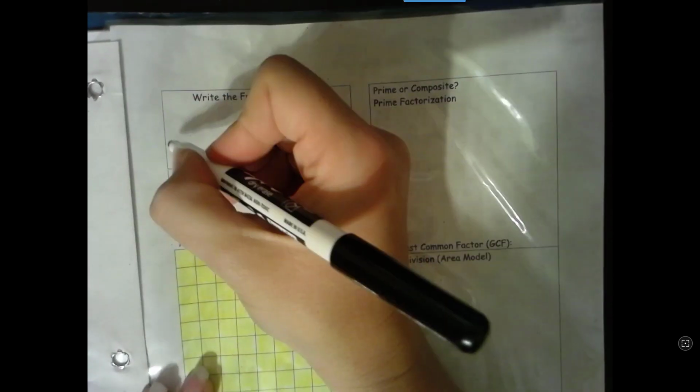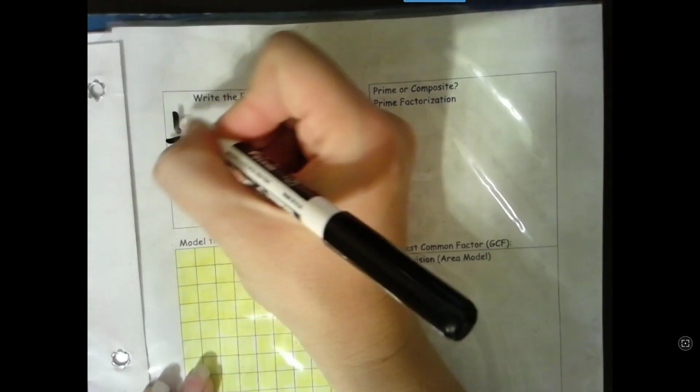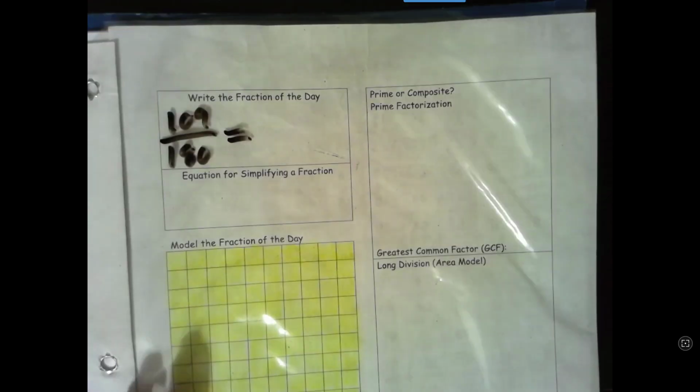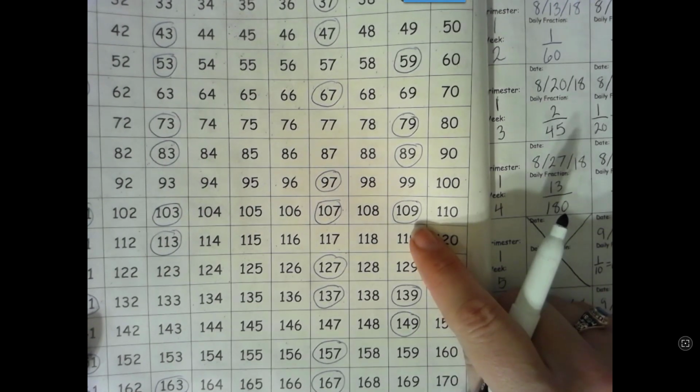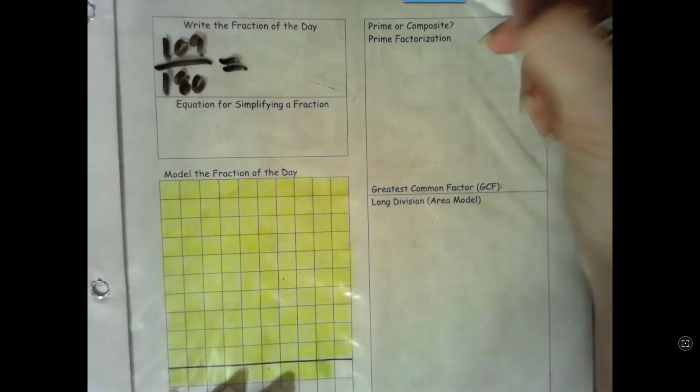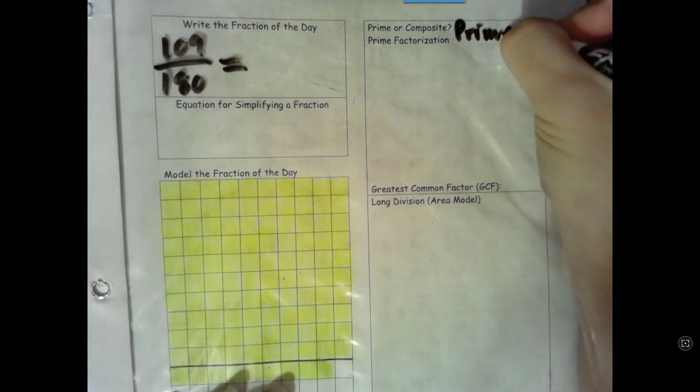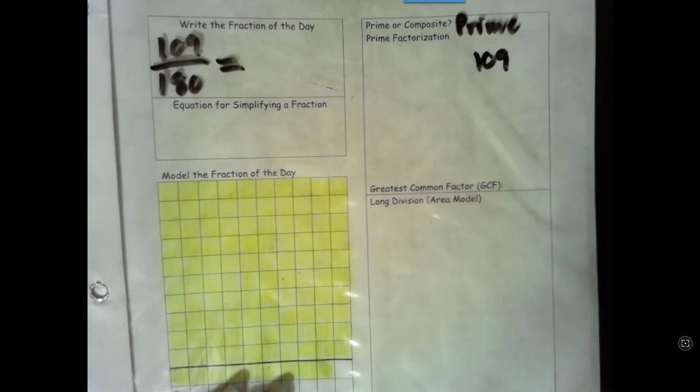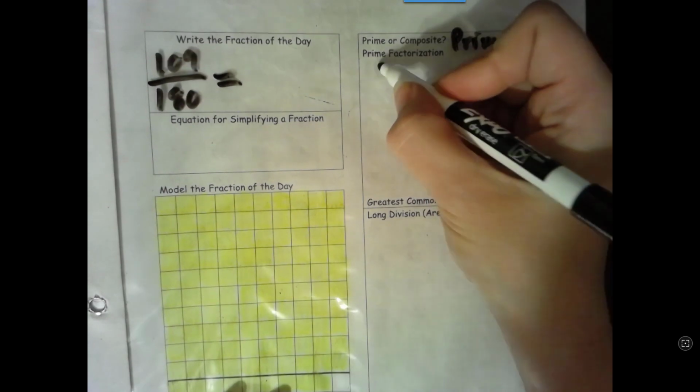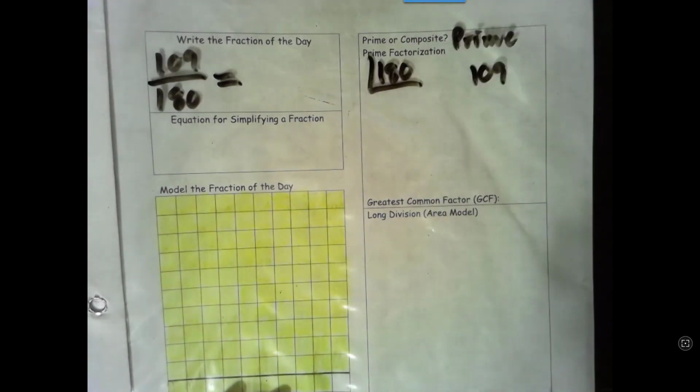We have a total of 180 school days, and we are on day 109. Now let's think if 109 is prime or composite. It's not even, so that doesn't help us. 1 plus 0 plus 9 is 10, so it's not a multiple of 3, because 10 is not a multiple of 3. I'm going to check and see if it may be on the prime number sieve circled. Yes, it is. So 109 is prime. And if it's prime, then the prime factorization is done. The only prime number I can divide by is 109. So it's only the denominator we need to look at.